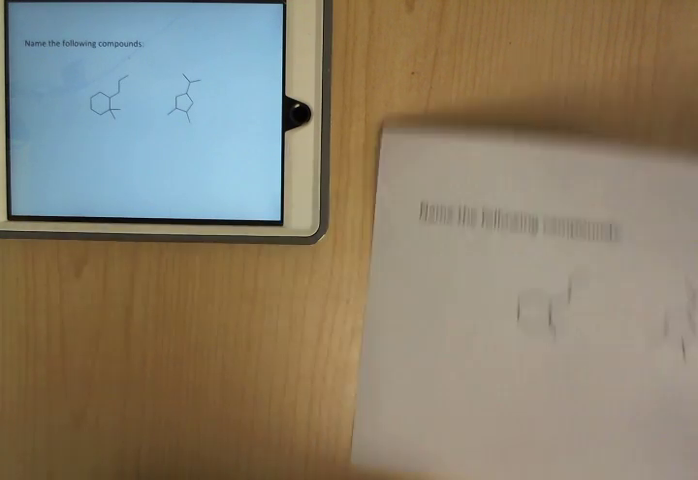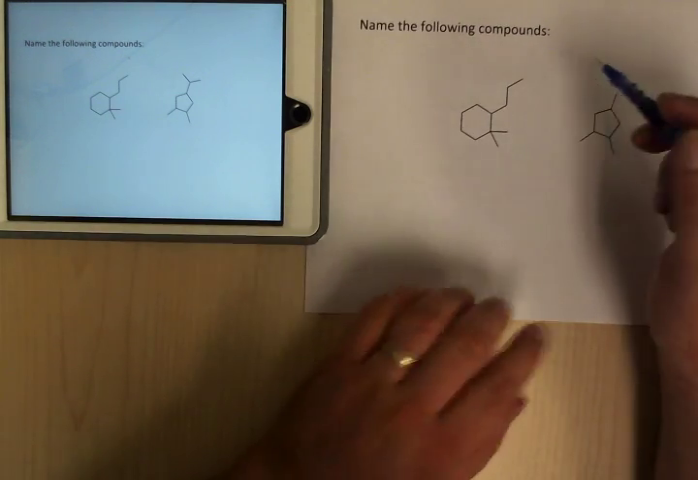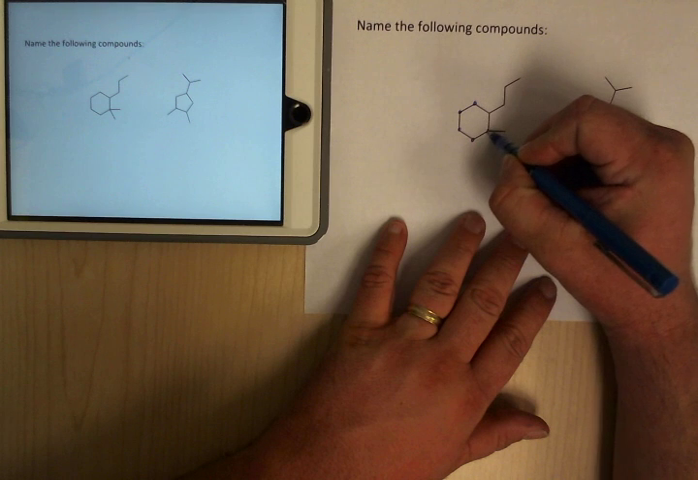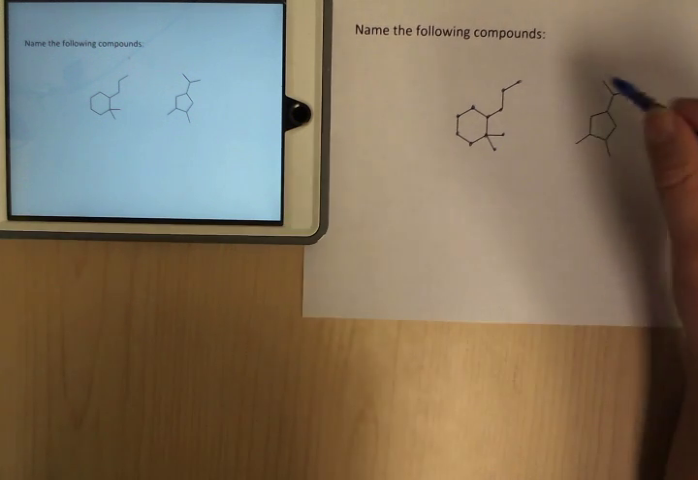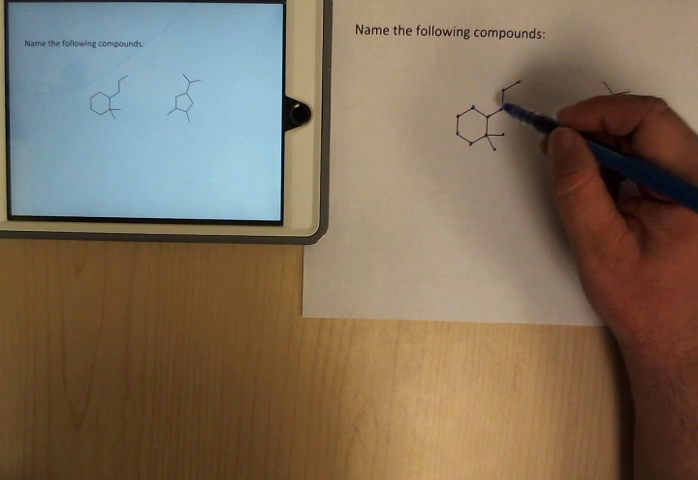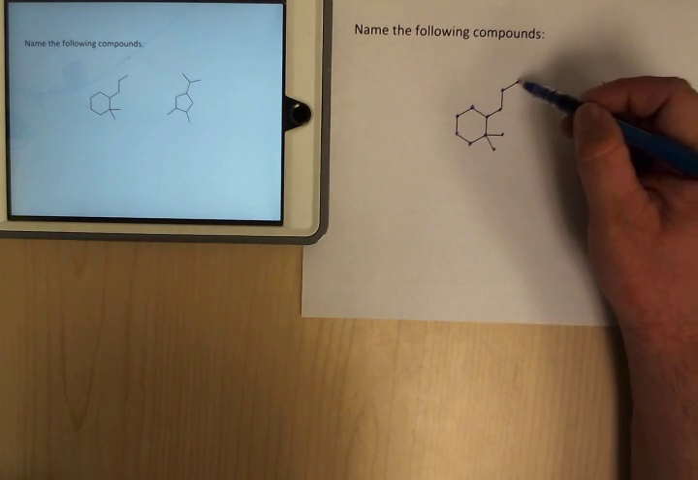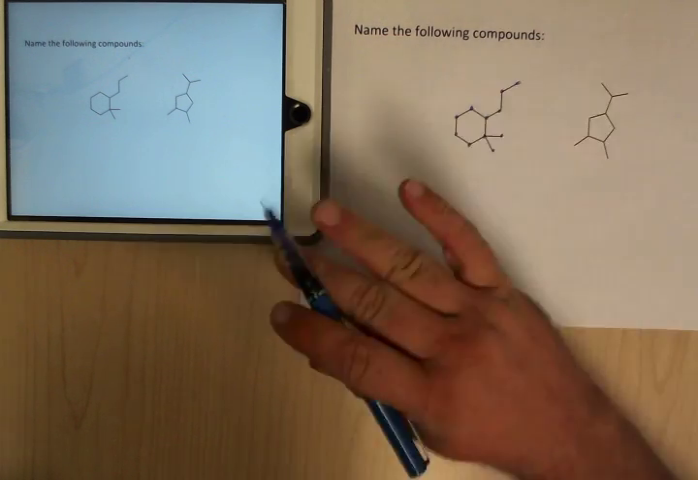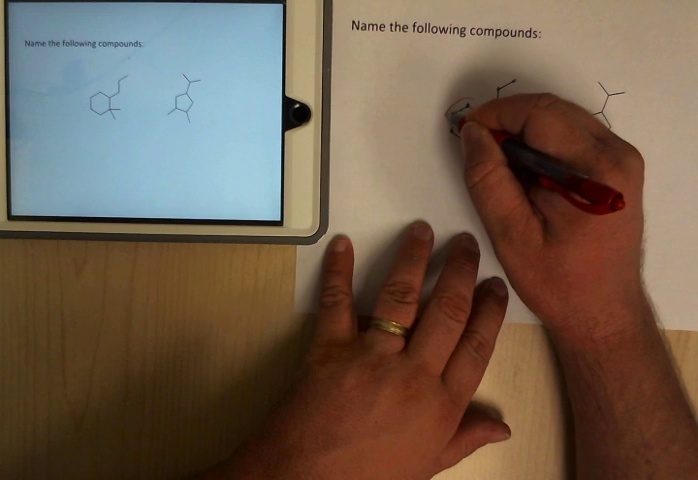Okay, so naming cyclic compounds. Two things you're going to need to know. Go ahead and just put in the dots, so it'll be easier to see the carbons. Now, the main chain is either going to be the ring or a straight chain. It's not going to be both. It's not going to be a straight chain that goes into the ring. They're separate.